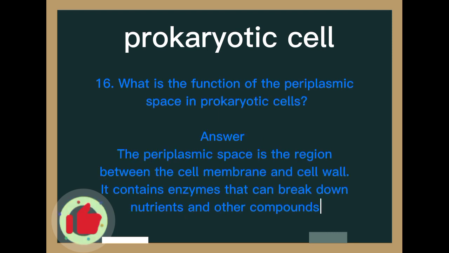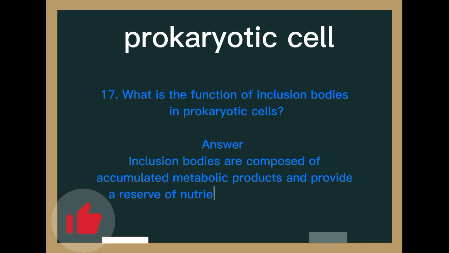16. What is the function of the periplasmic space in prokaryotic cells? Answer: the periplasmic space is the region between the cell membrane and cell wall. It contains enzymes that can break down nutrients and other compounds. 17. What is the function of inclusion bodies in prokaryotic cells? Answer: inclusion bodies are composed of accumulated metabolic products and provide a reserve of nutrients for bacteria under nutrient-deprived conditions.